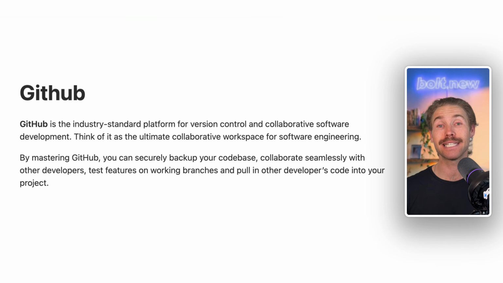GitHub is the industry standard platform for version control and collaborative software development. Think of it as the ultimate collaborative workspace for software engineering. By mastering GitHub, you can securely back up your codebase, collaborate seamlessly with other developers, test features on working branches, and pull in other developers' code into your project.